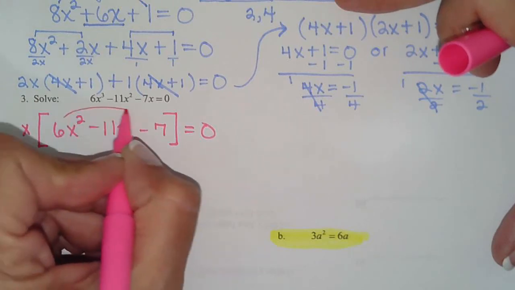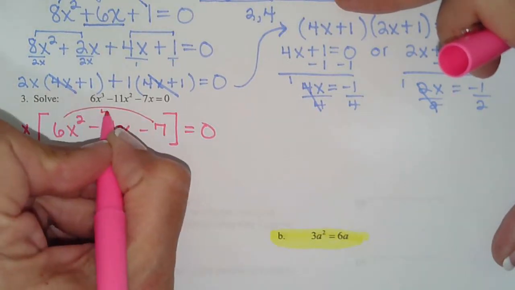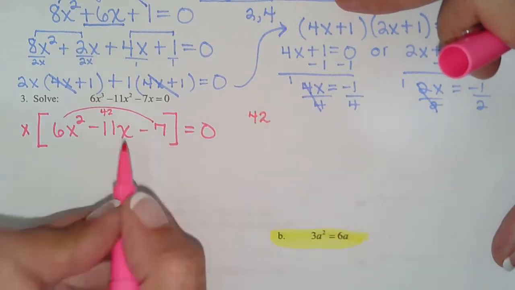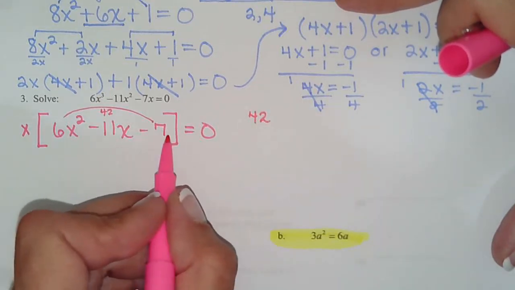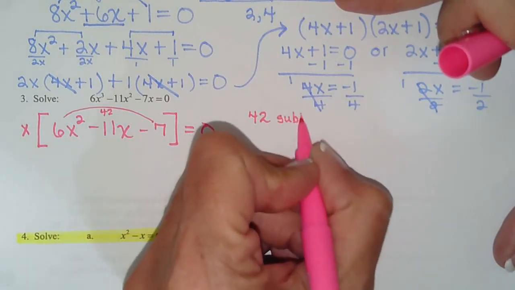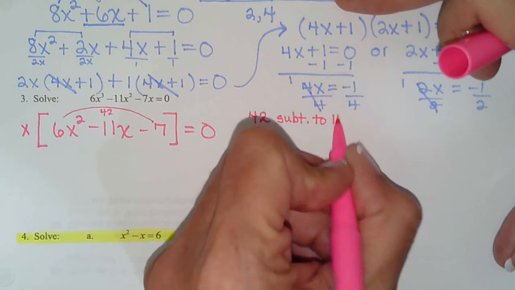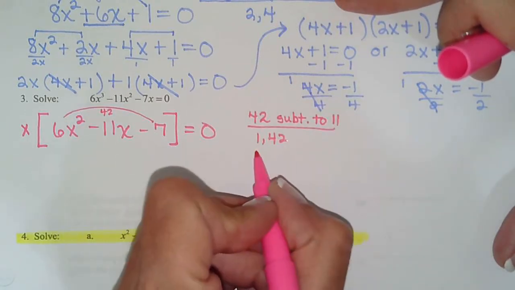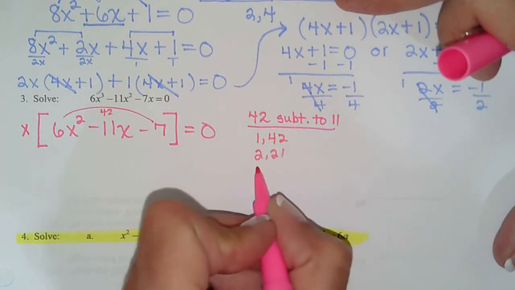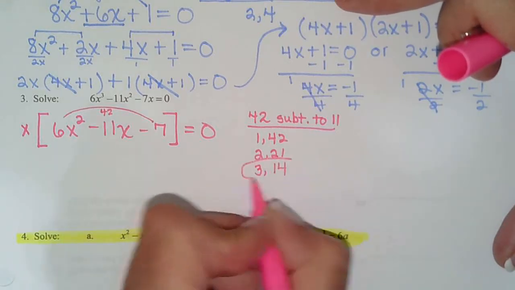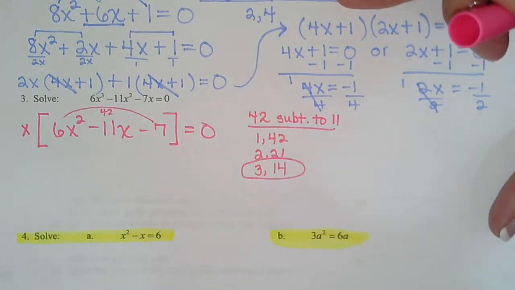So let's go ahead and do AC. 6 times 7 is 42. So we're looking for factors of 42 that subtract, read the problem backwards, to 11. So factors of 42 that subtract to 11. So 1 and 42, that doesn't subtract to 11. 2 and 21, nope. 3 and 14, yep, that subtracts to 11.